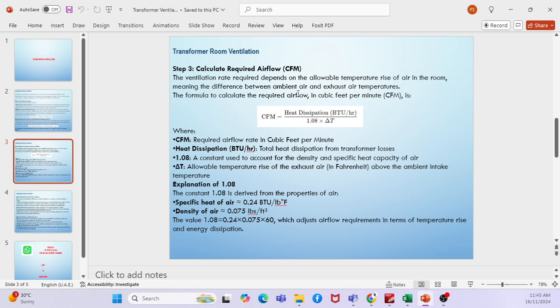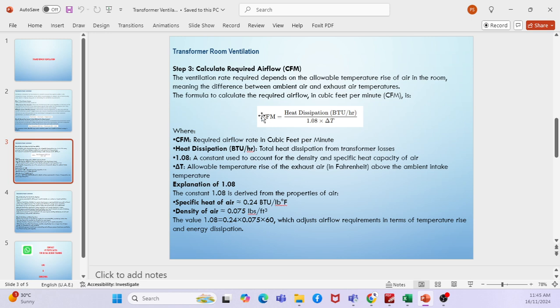Okay, now remember we have seen last week or 2 weeks back the equation for the sensible load, then for the latent load and for the total load, right? Okay, now the transformer is an equipment. It's not an equipment that produces moisture, right? It is a sensible equipment, purely sensible equipment.